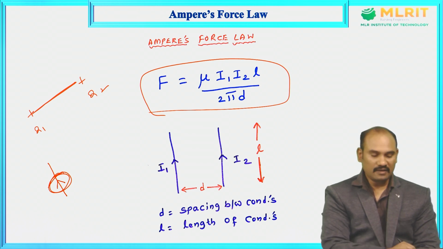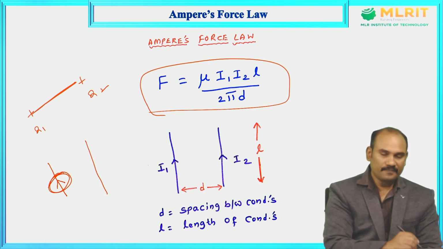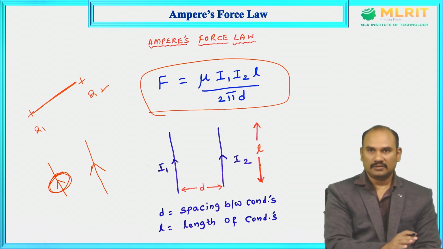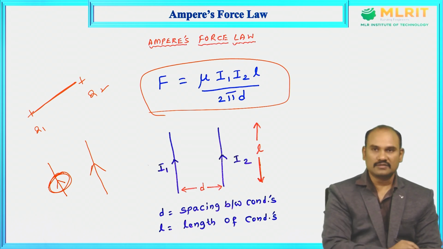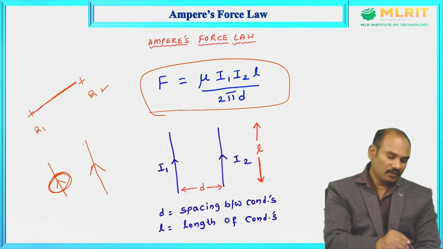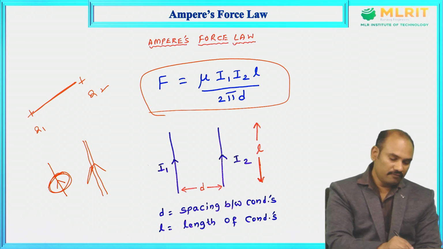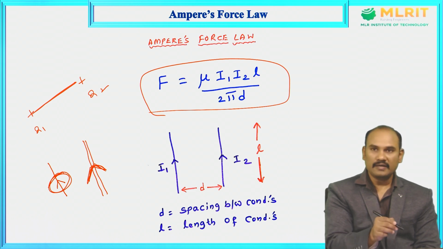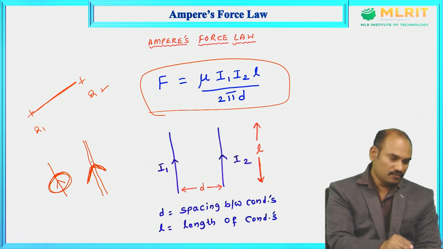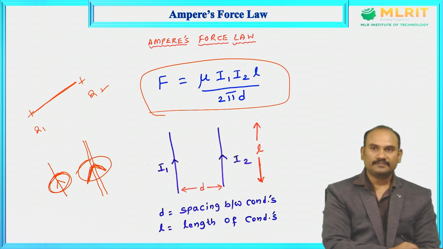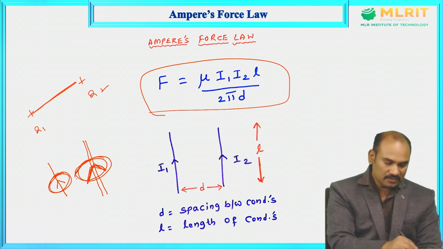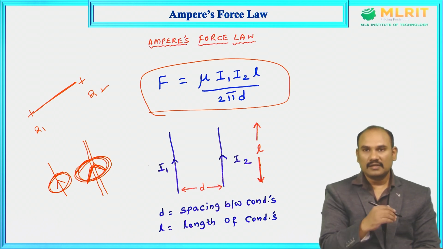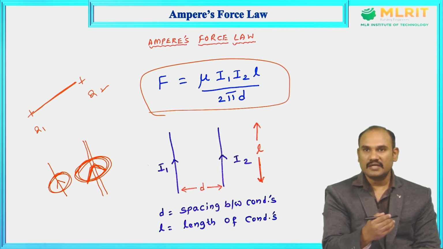I repeat once again. If you have a conductor in which current is flowing, just forget about the direction of current. Direction we will see subsequently. First you focus on the magnitude. You have a conductor along which current is flowing, then you know a current carrying conductor is surrounded by magnetic field. So magnetic field will be surrounding this. This produced magnetic field can exert magnetic force.